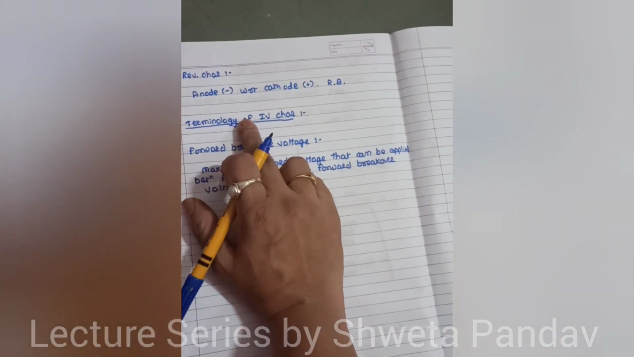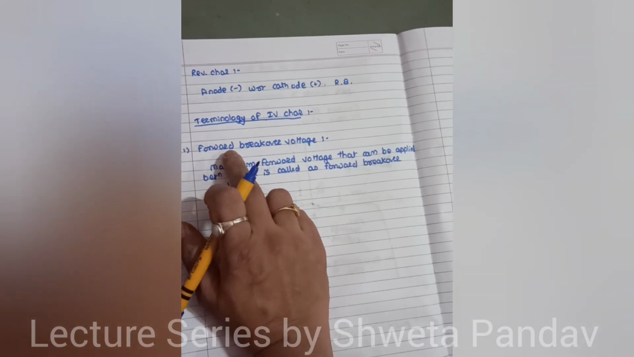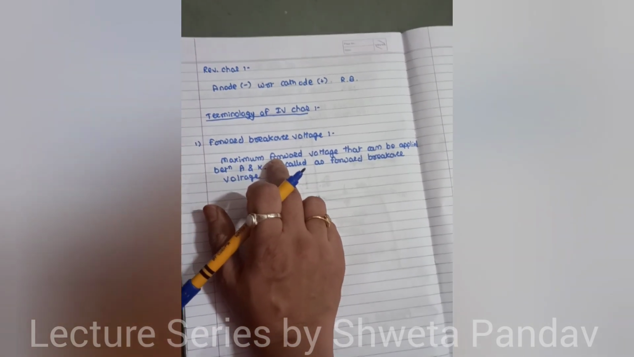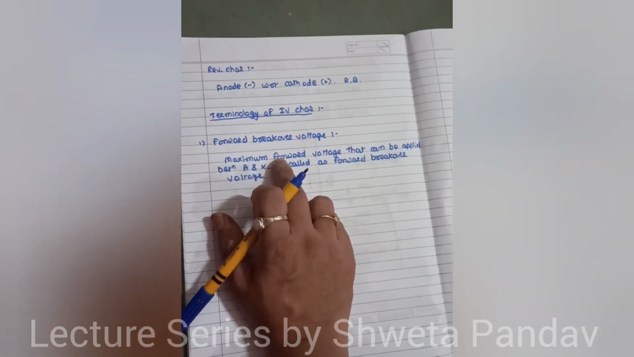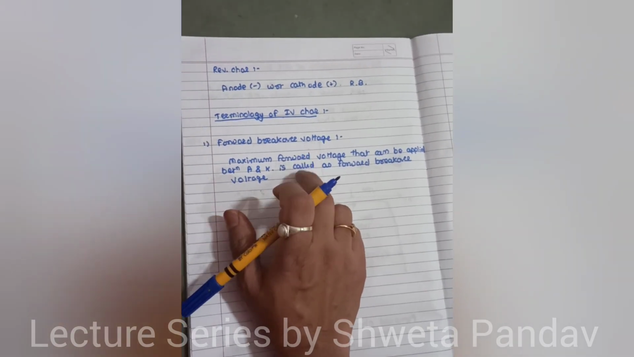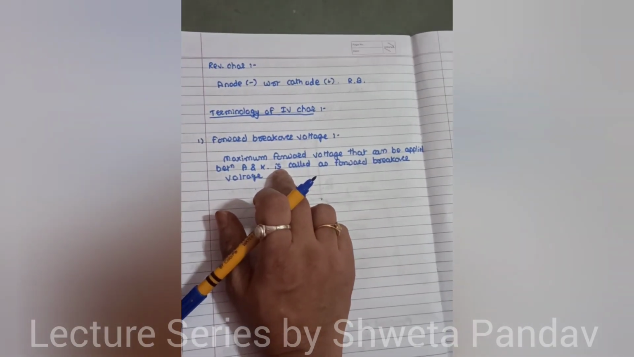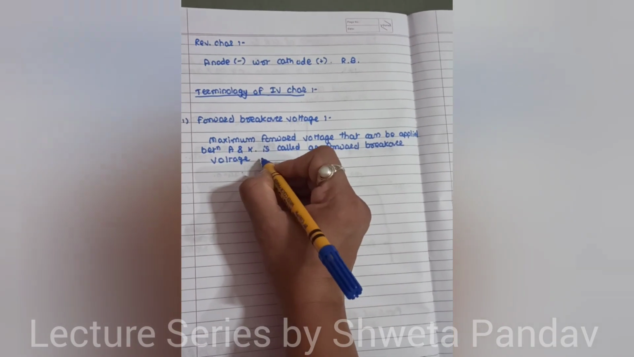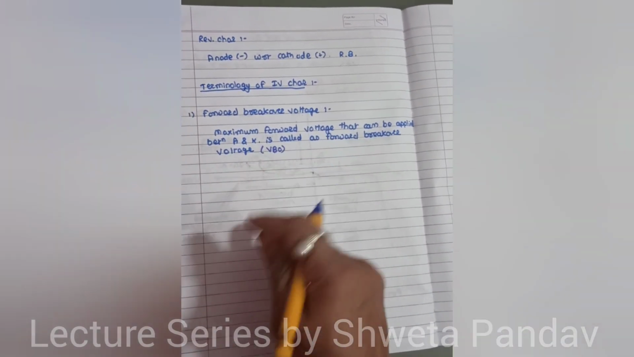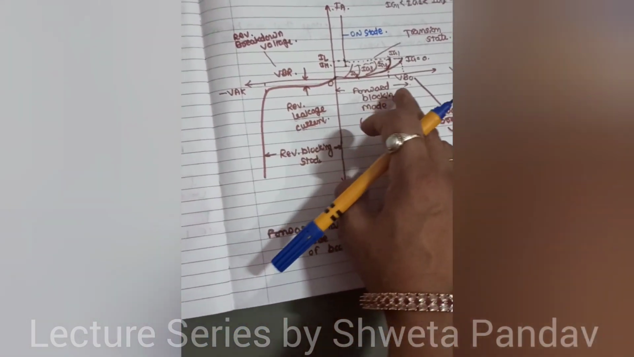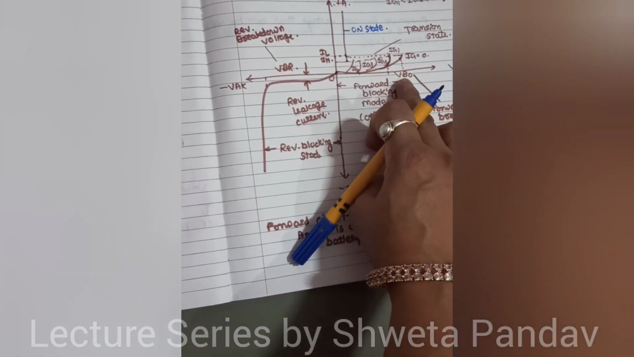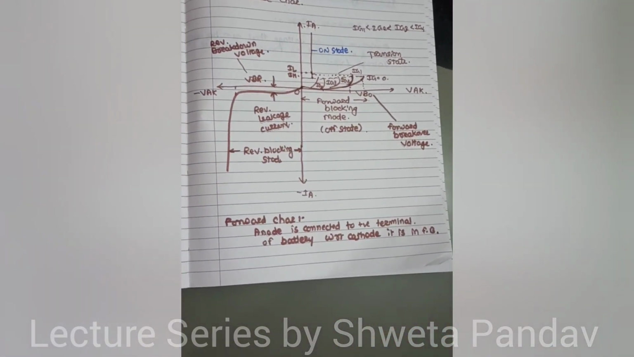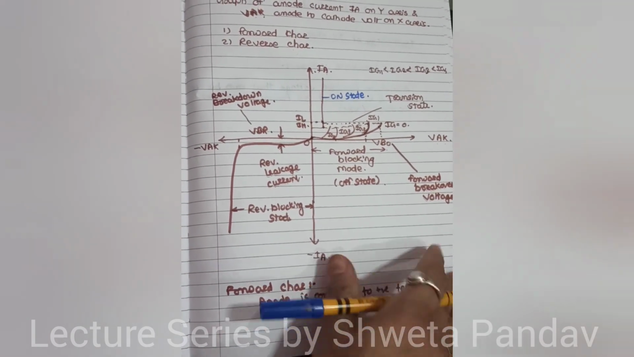Now let us see the terminology of IV characteristic. Very first is forward breakover voltage. What is meant by forward breakover voltage? It is the maximum forward voltage that can be applied between anode and cathode, and it is known as forward breakover voltage, which is denoted by VBO. As we see in this graph, this is called forward breakover voltage. This is the maximum voltage after which the current starts increasing sharply.